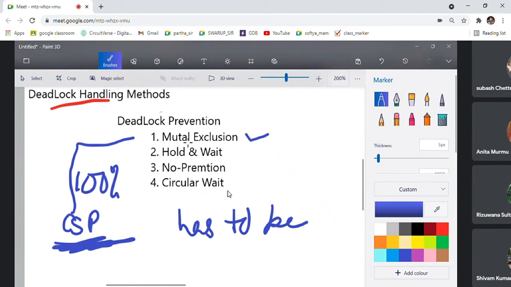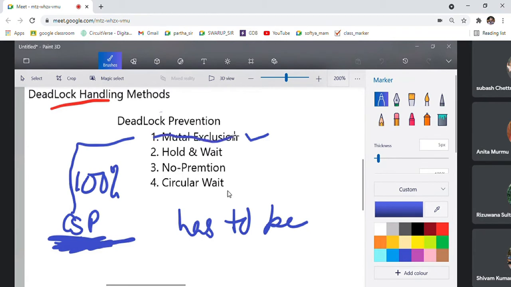So we cannot manipulate mutual exclusion. That means to prevent deadlock from happening, we cannot manipulate mutual exclusion. We do not touch it. Because if we make sure mutual exclusion does not occur, that means we are not solving the critical section problem. So there is no scope for making sure mutual exclusion does not occur.